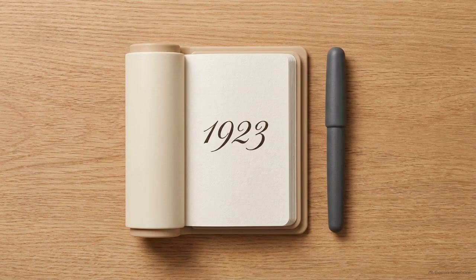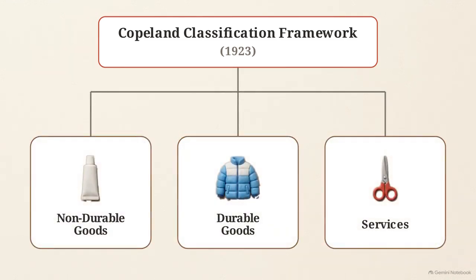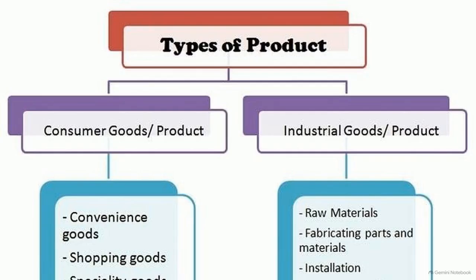The historical solution to this problem dates back to 1923. It's called the Copeland Classification Framework, and it distills the variety of modern commerce down into three primary categories. This diagram shows the classic Copeland model. The very first metric applied is tangibility, the division between physical goods you can touch and intangible services.